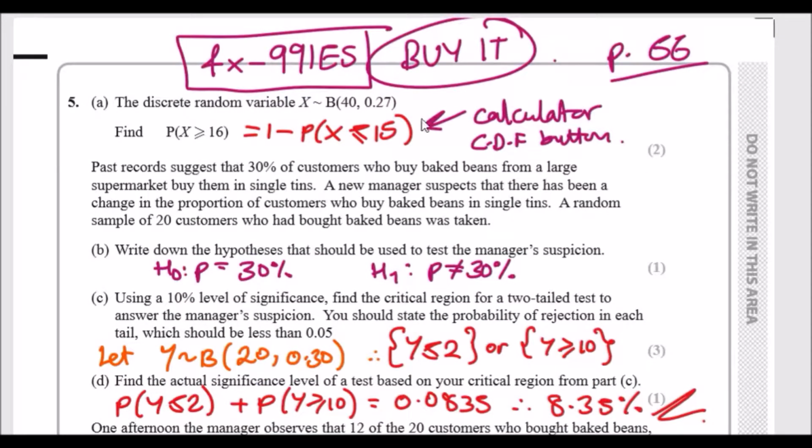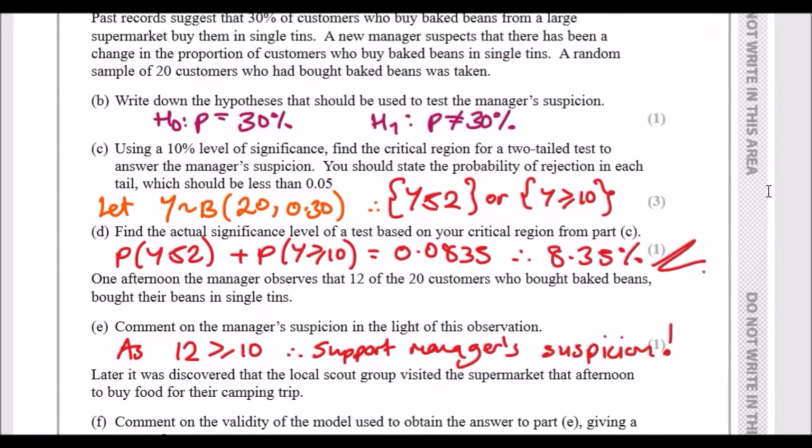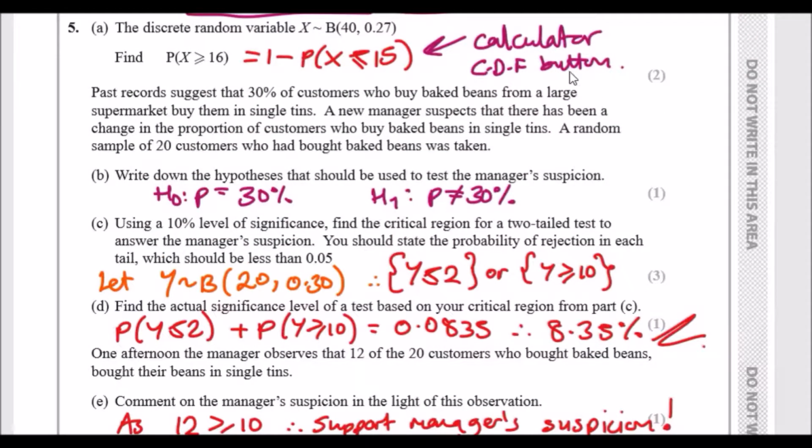But anyway, skipping part A, the rest you can do without a calculator, thankfully. So what do we have? It says past records suggest that 30% of customers who buy baked beans from a large supermarket buy them in single tins. Now, the new manager suspects that there has been a change in the proportion of customers who buy baked beans in single tins. So keep this in mind. We have a probability of 30%, and now we have a random sample of 20 customers who had bought baked beans.